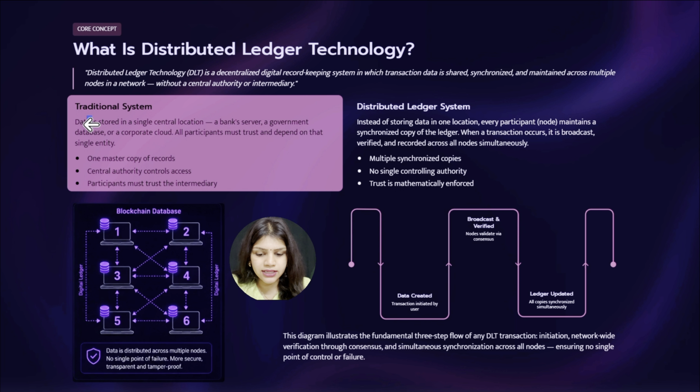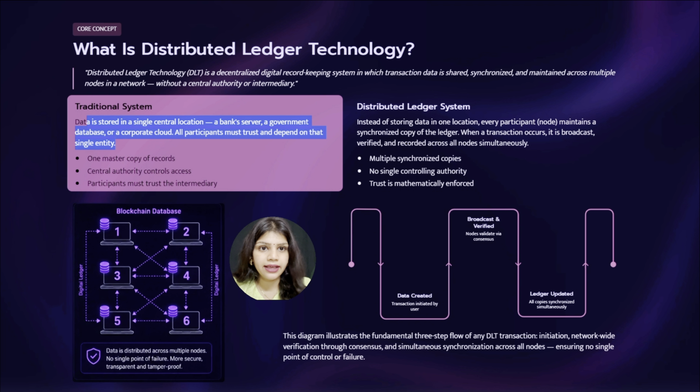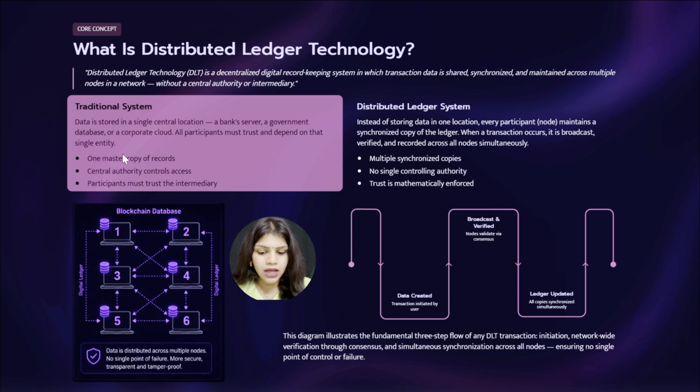See, in the traditional system, data is stored in a single central location, like a bank server or any government website. Okay, so there is one master copy of the records, like only the central authority will have the copy. And the central authority controls the access, and participants must trust the intermediary.